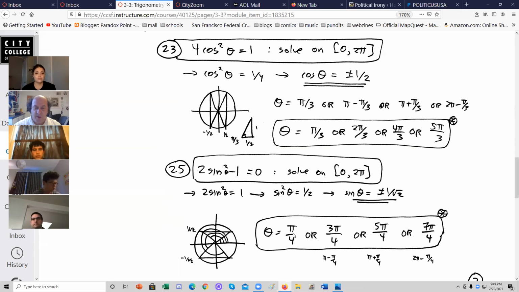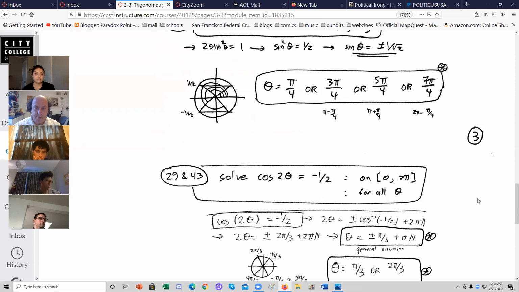This corresponds to pi fourths. This corresponds to pi minus pi fourths. This corresponds to pi plus pi fourths. And this one corresponds to 2 pi minus pi fourths. And that gives pi minus pi fourths is this, pi plus pi fourths is this, 2 pi minus pi fourths is that. So theta is pi over 4, or 3 pi over 4, or 5 pi over 4, or 7 pi over 4.